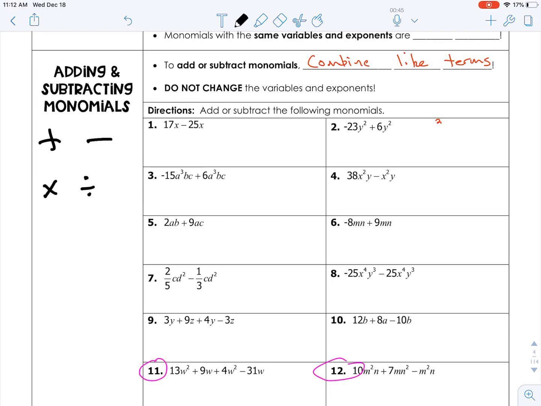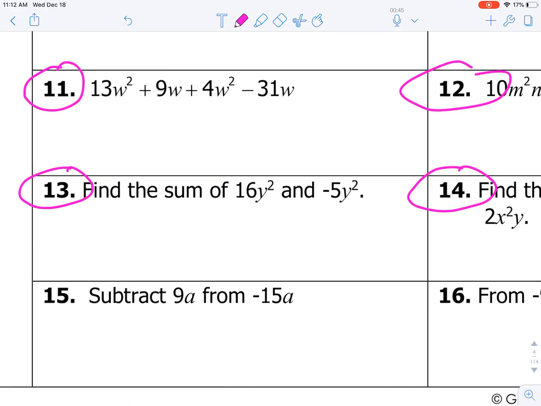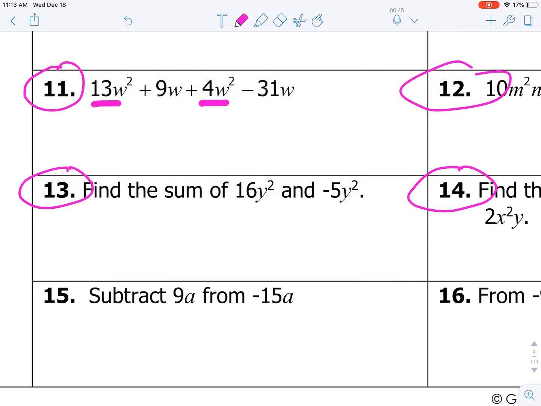So like, I know I haven't circled number one. I'm just going to do the problems I've circled in pink. But remember, when you're adding and subtracting, it's just like you've always done, right? Okay. So for this one here, you have to add together the like terms, okay? You got to add those two together. And when I do that with adding, the like term is w squared.